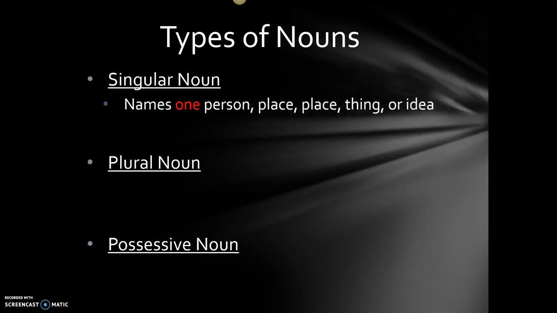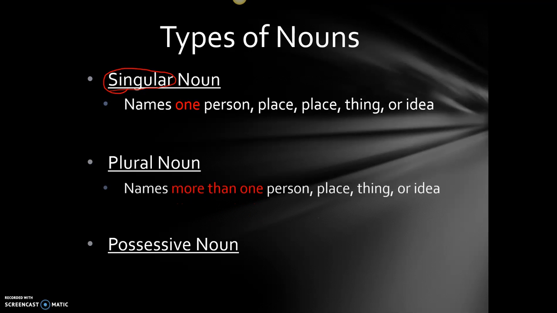So a singular noun names one person, place, thing, or idea. One way to help me remember is I think about the word baseball. In baseball, if you hit a single, you make it to first base. Just like a singular noun is one. In baseball, a single is you progress one base. Now that's a little different than a plural noun. A plural noun is going to name more than one person, place, thing, or idea. Instead of having one ball, we have many balls.